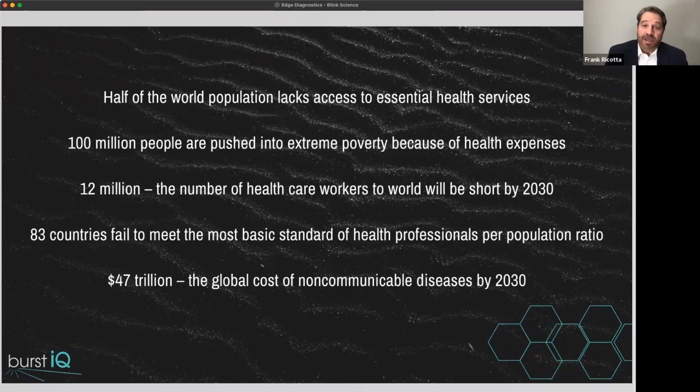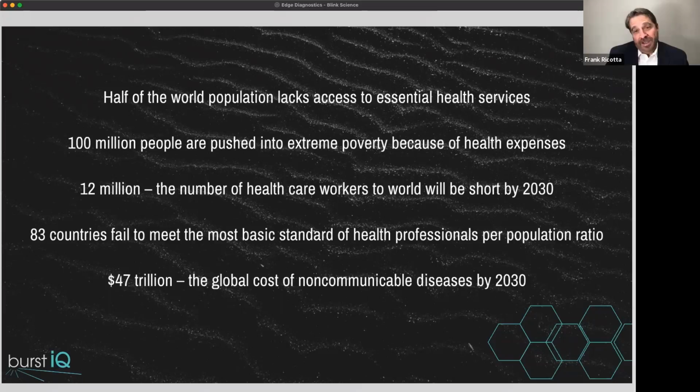The other aspect of life is 100 million people are pushed into extreme poverty every year because of health-related expenses. Now, that's quite a lot. I'd love that to be zero. I think health access is one of those vital things that every human being on this planet needs and really deserves to have. The other aspect of life is 12 million.